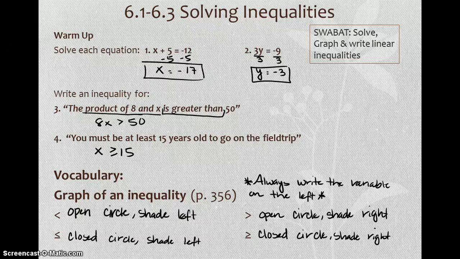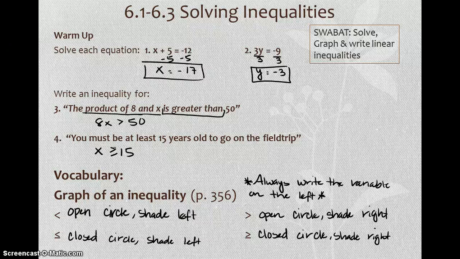Make sure you got x equals negative 17 for number 1. Number 2, y equals negative 3. And number 3, the product of 8 and x, so product means multiply, so that gives me the 8x, is greater than 50. The "is" lets me know that I need an inequality. Greater than points to the right, 50. Number 4, you must be at least 15 years old to go on the field trip. So x has to be greater than or equal to 15, because you can also be equal to 15 years old and still go on the field trip. So check your answers really quickly with that.